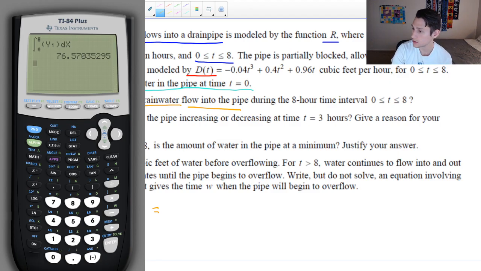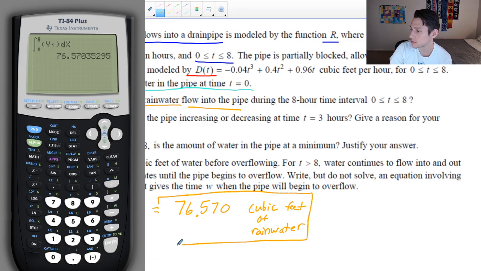So put that over here. 76.570 cubic feet of rainwater. Okay, it doesn't tell us specifically to specify units, but it can't hurt. So, there we go.